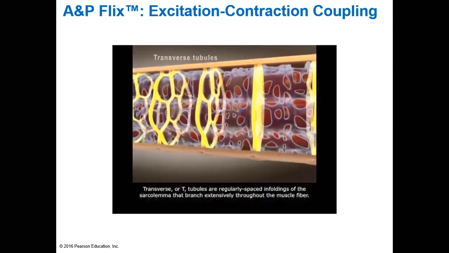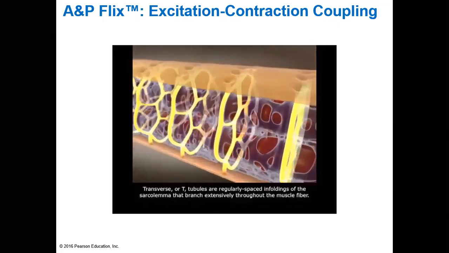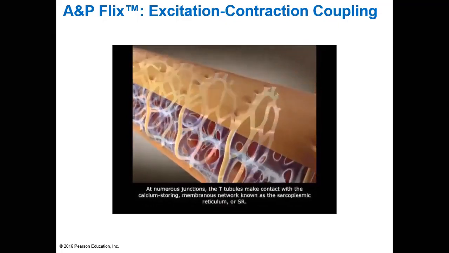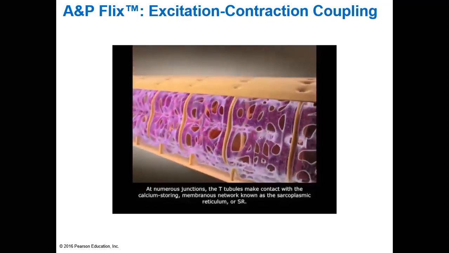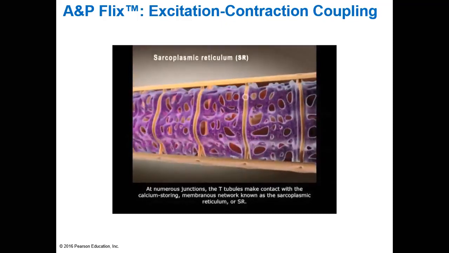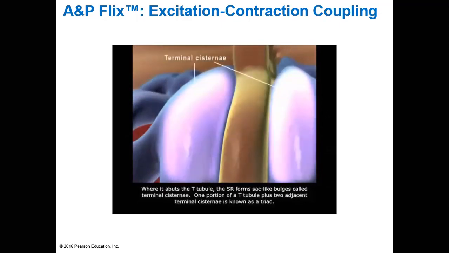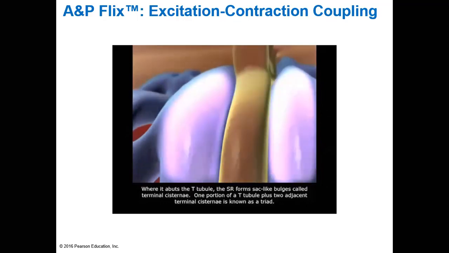Transverse, or T-tubules, are regularly spaced enfoldings of the sarcolemma that branch extensively throughout the muscle fiber. At numerous junctions, the T-tubules make contact with the calcium-storing membranous network known as a sarcoplasmic reticulum, or SR. Where it abuts the T-tubule, the SR forms sac-like bulges called terminal cisternae. One portion of a T-tubule plus two adjacent terminal cisternae is known as a triad.